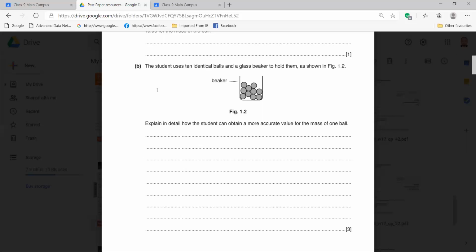With this point, you will add the last one. The mass you are getting for 10 balls, you divide by 10, which will give you the mass of a single ball. Is it clear? Yes, sir. So this way you can write.